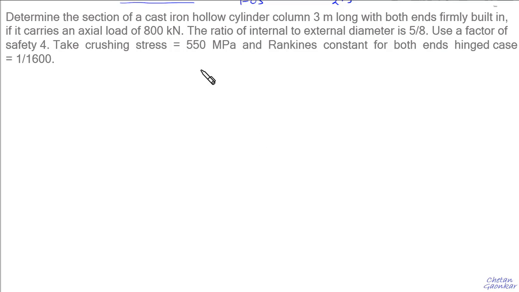So here again we need to determine the section of a cast iron hollow cylinder column which is 3 meter long. Here again the length is given to us as 3 meter with both ends firmly built in, which basically tells us again that both the ends are fixed. Since both the ends are fixed, the equivalent length will be half of the actual length, which is 1.5 meters, which I can write as 1500 mm.